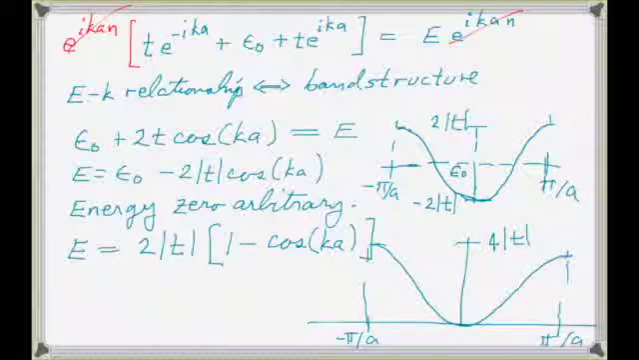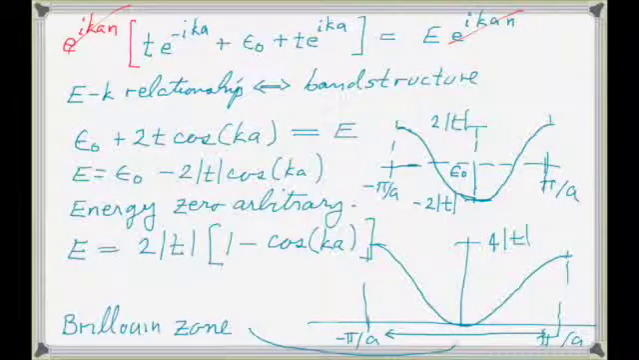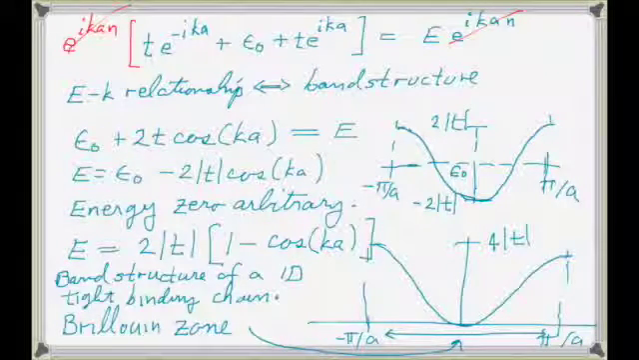And this, going from minus pi over a to pi over a, is your Brillouin zone. So in k-space, this region from minus pi over a to pi over a is your Brillouin zone. In this case, it's 1D, because we started off with a 1D crystal. So we have a 1D Brillouin zone. And what you have is a band structure. We've just calculated the band structure of a 1D tight binding chain.